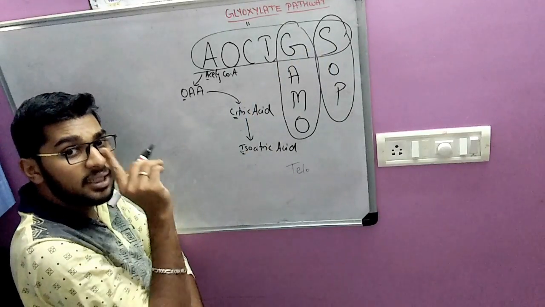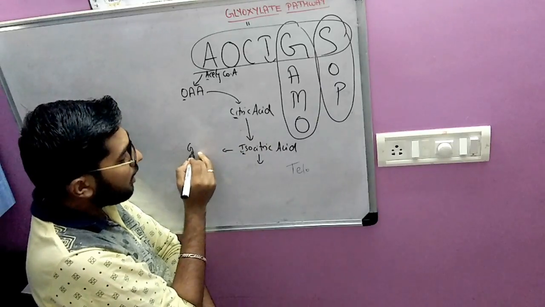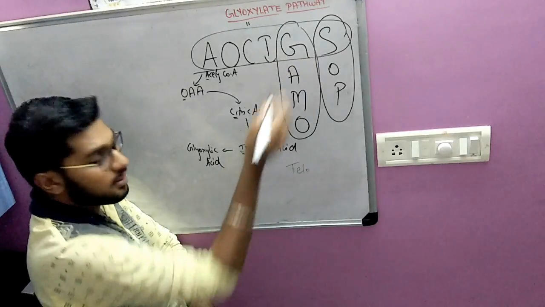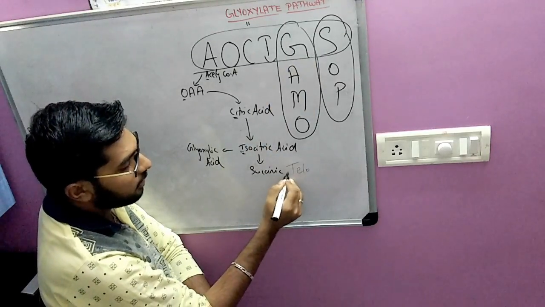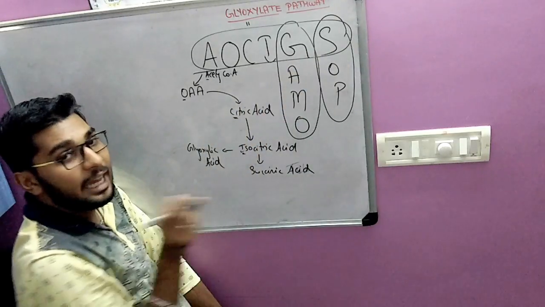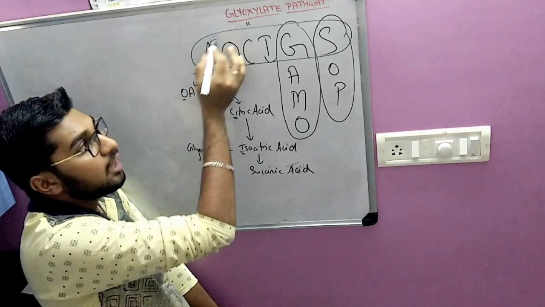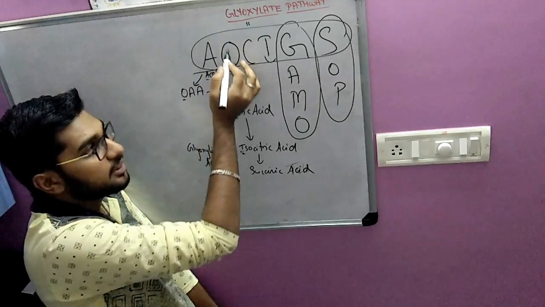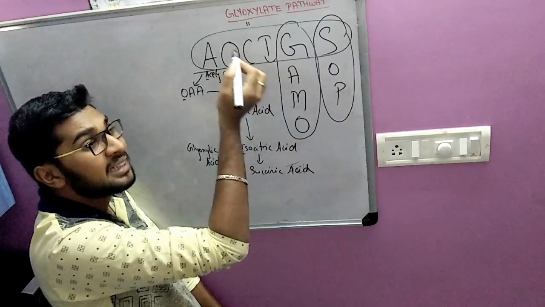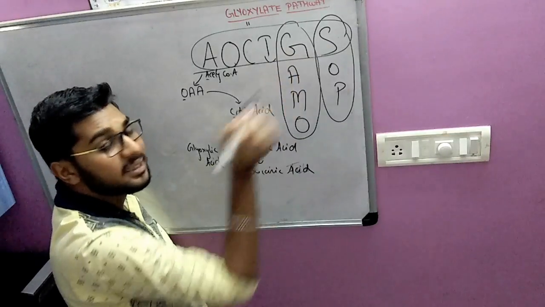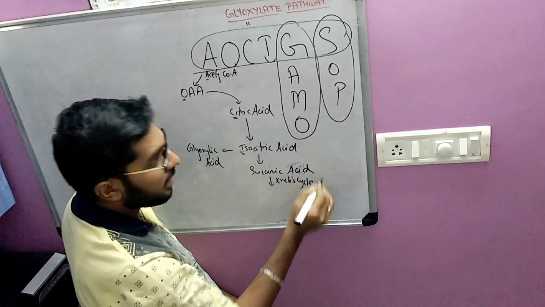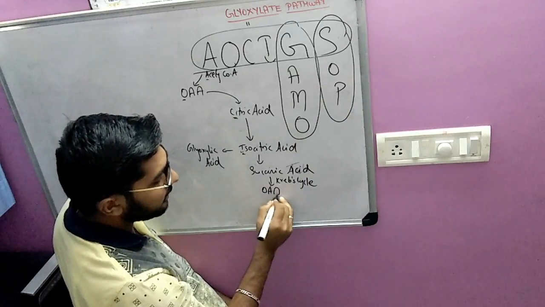So isocitric acid is cleaved to form glyoxylic acid, and S for succinic acid. So AOCIGS, AO6: acetyl coenzyme A gives rise to oxaloacetic acid. Oxaloacetic acid gives rise to citric acid. Citric acid is converted to isocitric acid. Isocitric acid is cleaved to form glyoxylic acid and succinic acid. Now succinic acid enters Krebs cycle to form O, that is oxaloacetic acid.